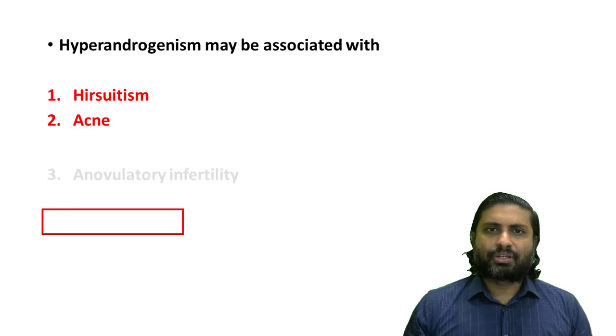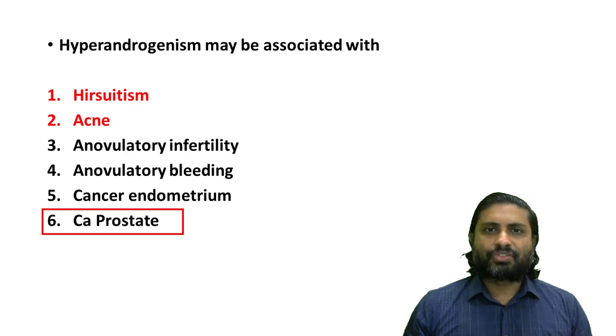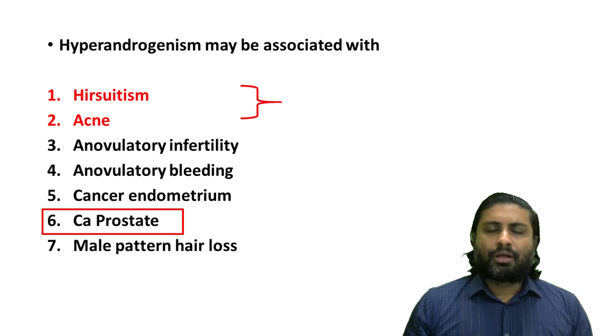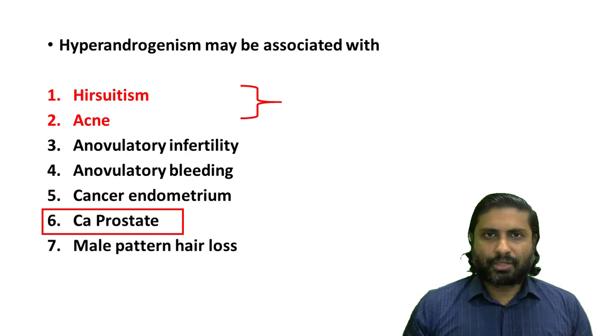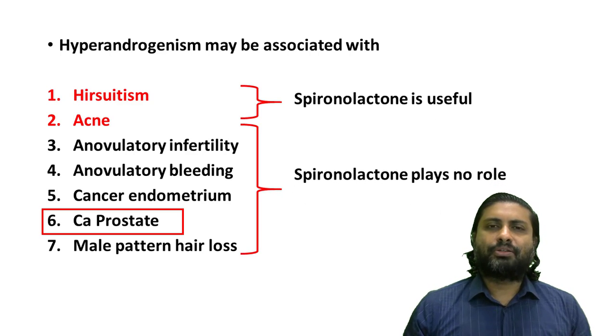Now, there are many hyperandrogenic conditions, but as I mentioned, spironolactone is not beneficial in all of them. For example, spironolactone has no role in the treatment of, say, carcinoma endometrium or carcinoma prostate. However, spironolactone does have clinical utility in the treatment of hirsutism and acne. So this is explained by the fact that spironolactone is not an out-and-out androgen receptor blocker. It is more of a partial agonist and therefore may not be useful in all hyperandrogenic conditions. But yes, it does have some clinical utility in conditions like hirsutism and acne.